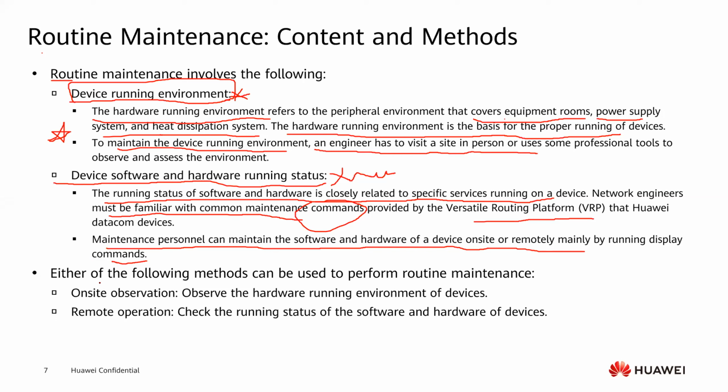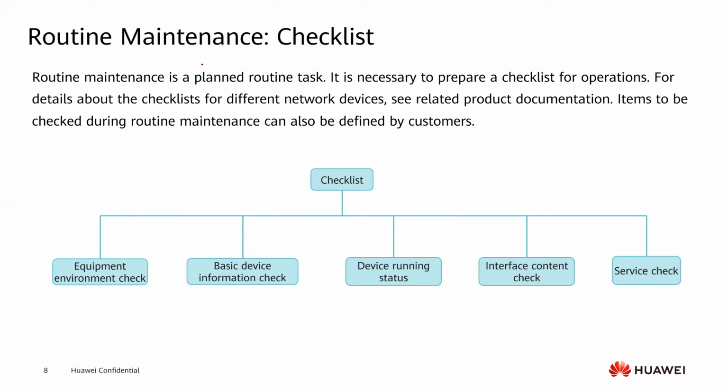Either of the following methods can be used to perform routine maintenance. We can observe the hardware running environment of the device on site, or operate remotely to check the running status of the software and hardware of the device. First, we give you a checklist for routine maintenance.